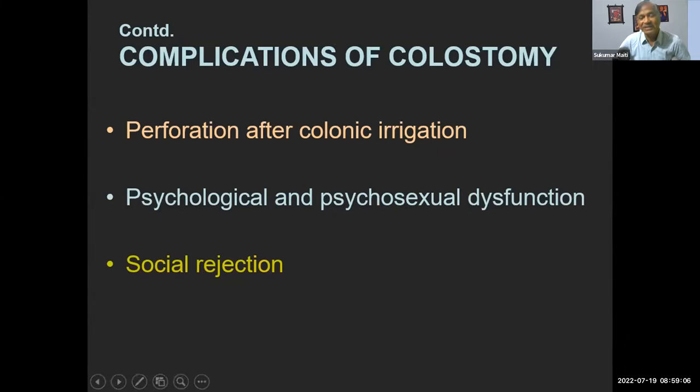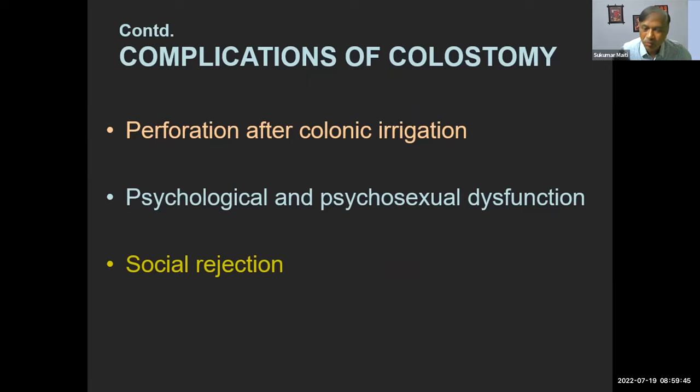And another thing we must not forget, about the complications of a colostomy, is the severe psychological complication and psychosexual dysfunction. Because of the presence of colostomy, the patient suffers seriously from psychological problems, particularly in sexual activity with his partner or her partner. That should also be remembered. And you should do proper counseling, and the patient may not express the problem before you. You may inquire separately whether he is facing any problem regarding sexuality, and you may solve his or her problem somehow.